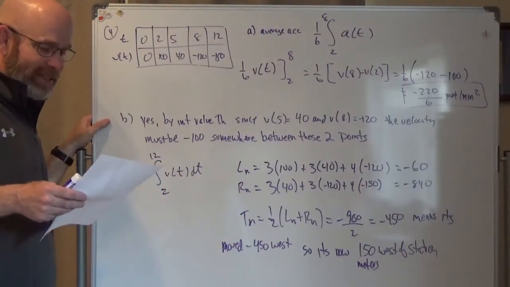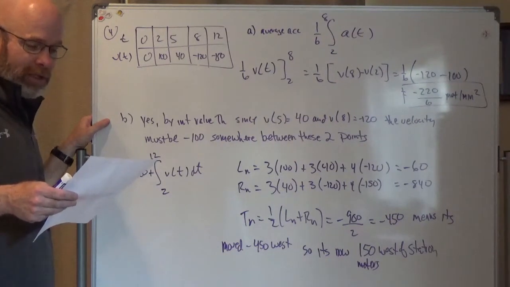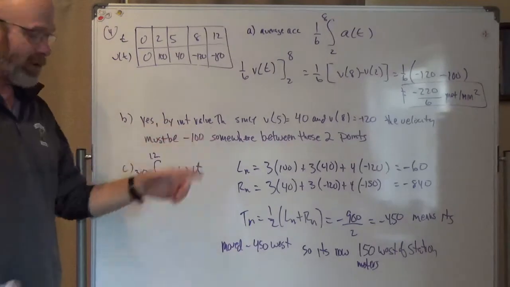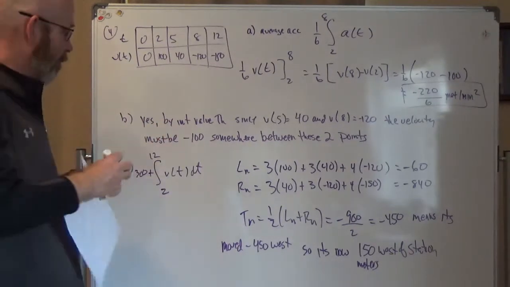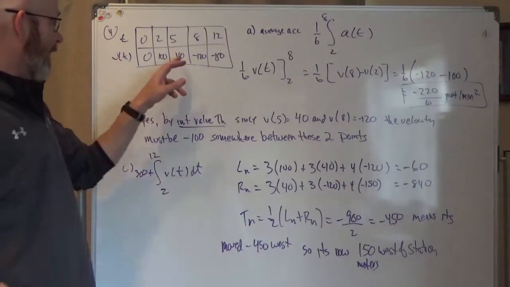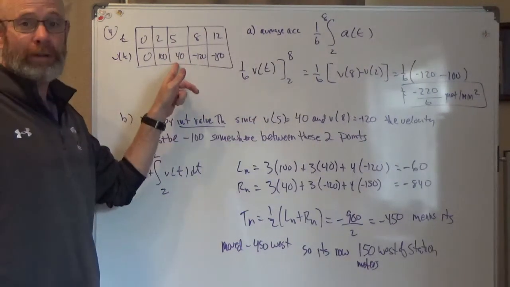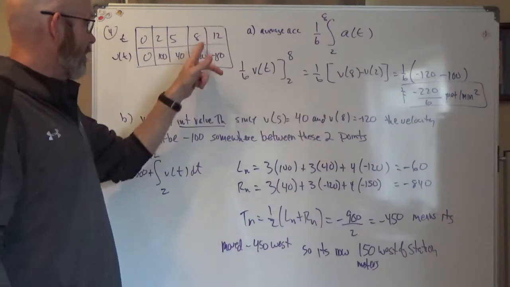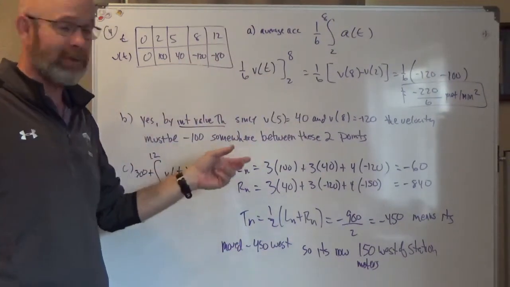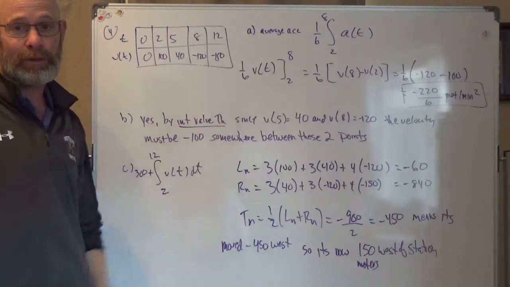Part B says, does the data in the table support the conclusion that the velocity is ever negative 100? And yes, you need to use this terminology. I think we've had this problem a couple times before. Intermediate value theorem says that since I got a velocity at time 5, which is 40, and a velocity at time 8, which is negative 120, I got to hit all the values between 40 and negative 120, which one of those is negative 100, somewhere in between those two.